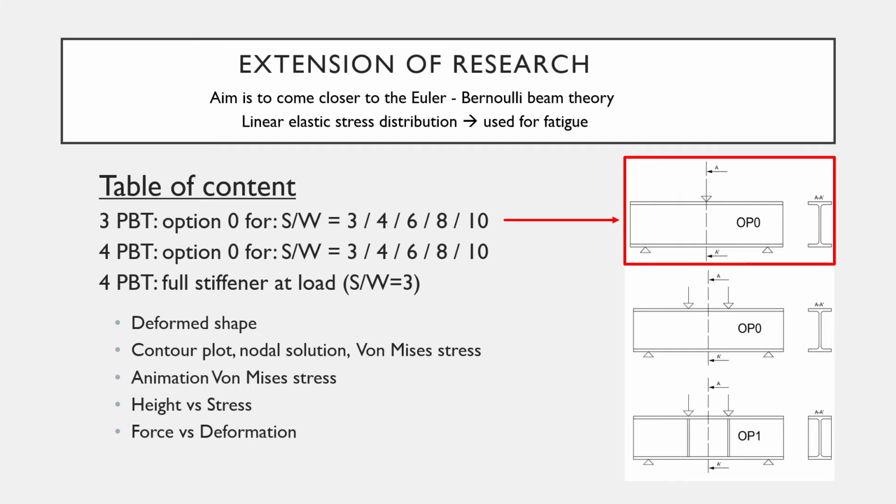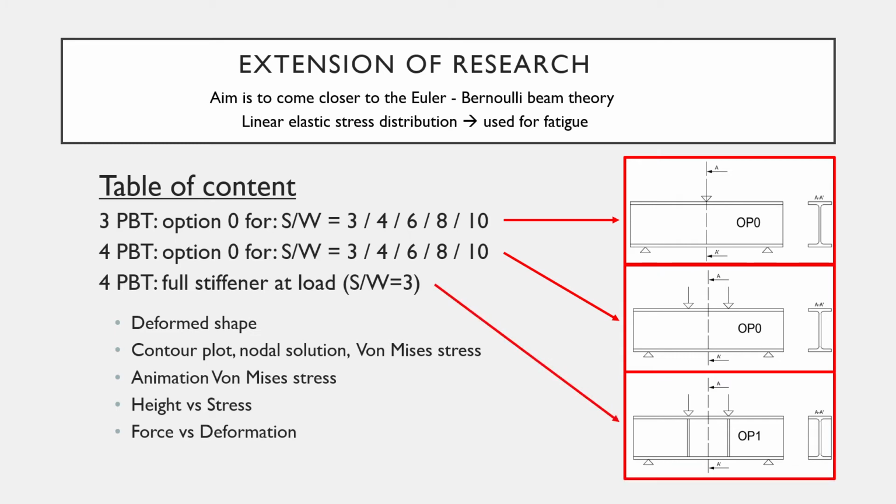S to W with the values 3, 4, 6, 8 and 10 will be investigated, and the same accounts for a 4-point bending test with the same values of S divided by W. Also, a 4-point bending test will be investigated with full stiffeners at the load. And I will show the deformed shape, the von Mises stress, and the height versus stress and the force versus deformation graphs.